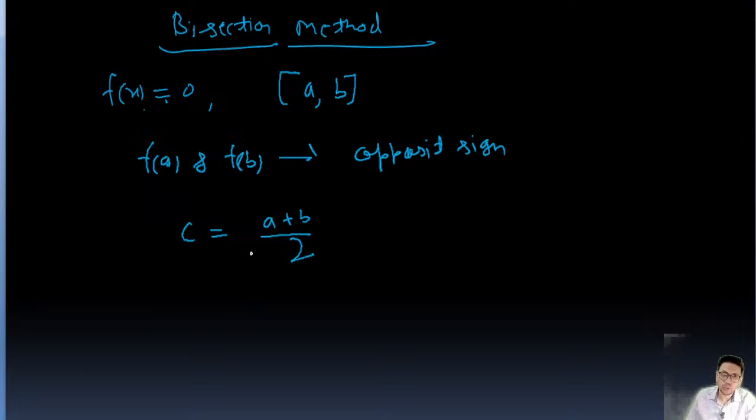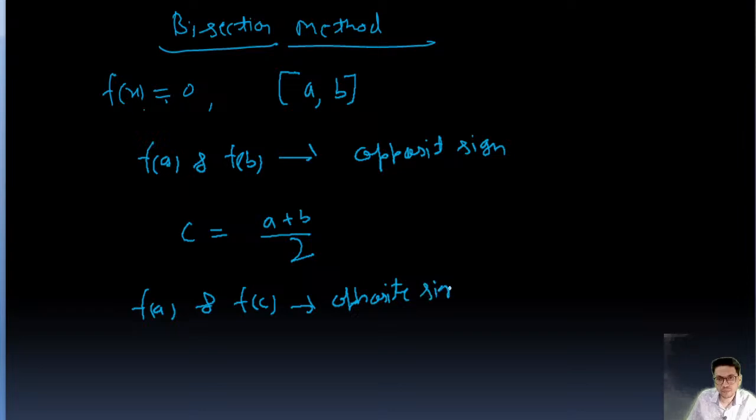Okay, so I'm going to start. I'm going to solve the question. Here we can write A and B, right? So C is equal to this, right? So this means F(A) and F(C) should be opposite sign. Or second condition, if this is not, then F(C) and F(B), because this is the root we have taken, right?